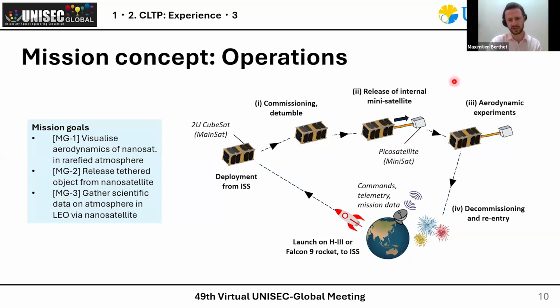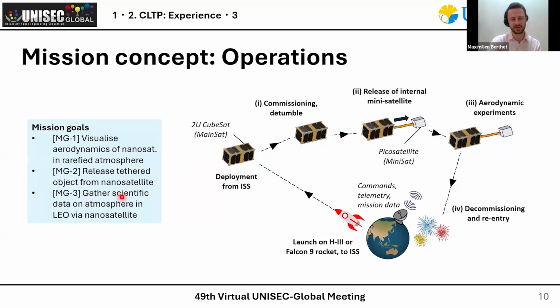So this is basically the concept of operations of our proposed mission. So our idea is to launch a satellite, a 2U CubeSat, so very small, into space, and deploy it from the International Space Station. So firstly, we detumble it, so we stabilize the attitude. It becomes so that it points into kind of a fixed direction. And then we release a small satellite from within our main satellite. We perform some experiments, and then at the end of the life of the satellite, it is brought back into the atmosphere and it burns up.